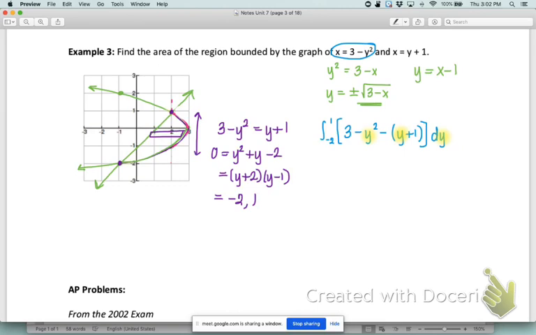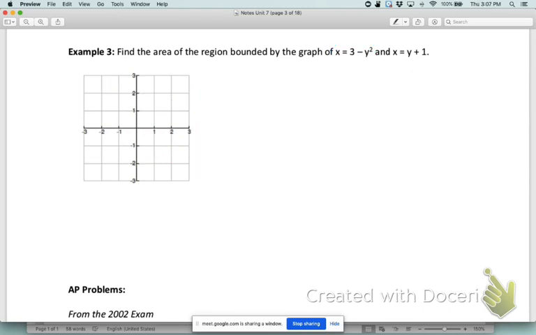And so you can work out that integral. When we integrate, first you got to combine your like terms and all of that. You should eventually get, if you work this out on your own, well, let's combine this first. So we have -2 to 1 of, oops, hold on. Well, I just lost all of that writing. But when this simplifies down, you should have -2 to 1 of -y squared, minus y plus 2 dy. And when you work that out, you should get 9/2.